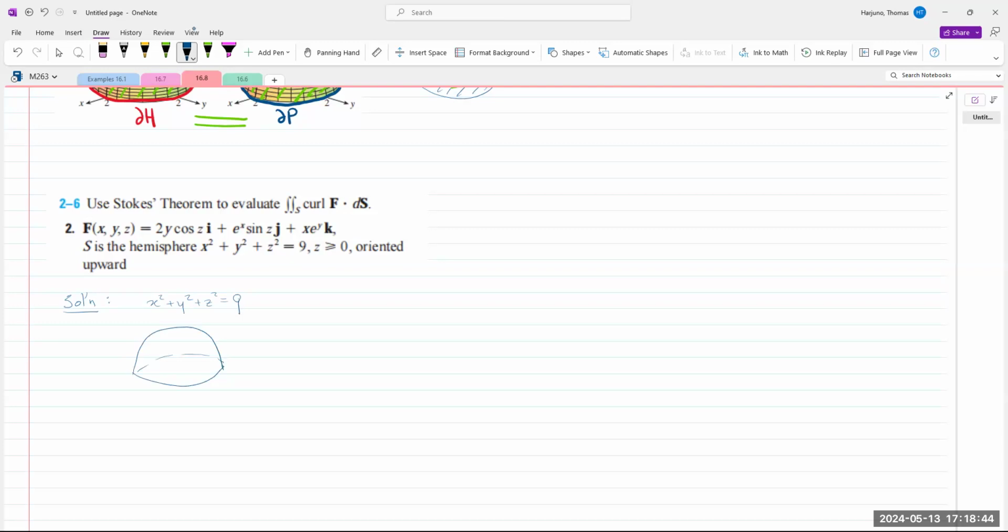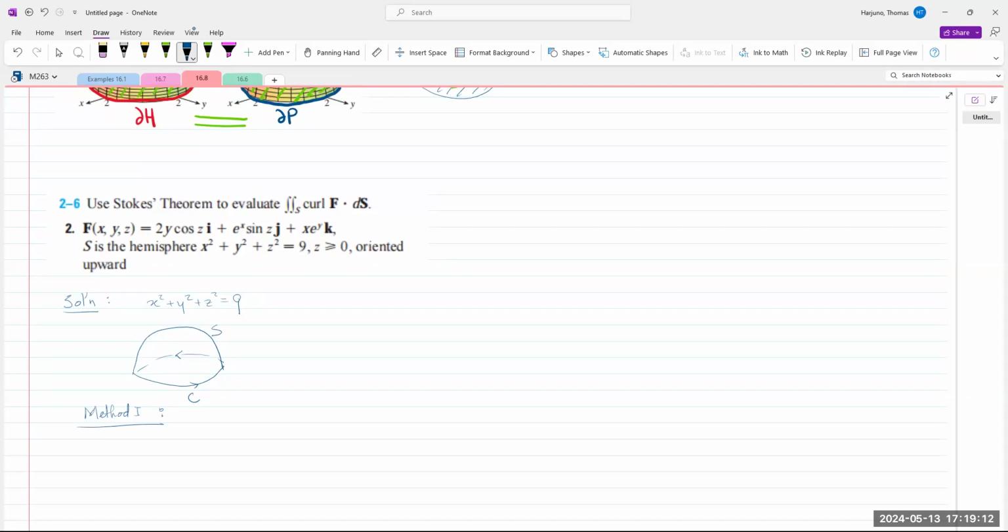right? Okay, now notice that the boundary actually coincides, is on the ground, right? Okay, so we can use just single Stokes first. So the first method, method 1, let's parameterize that C. If this is the surface S here, let's parameterize that C.